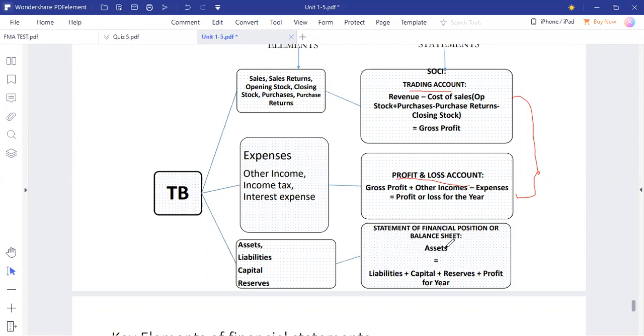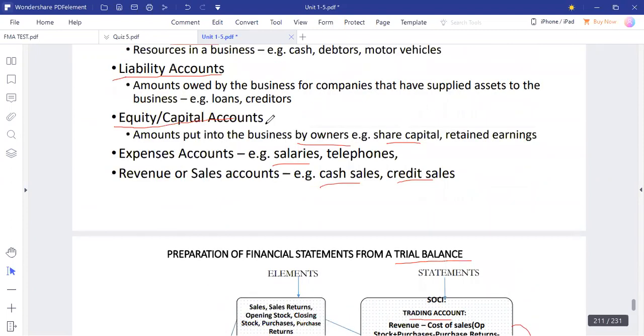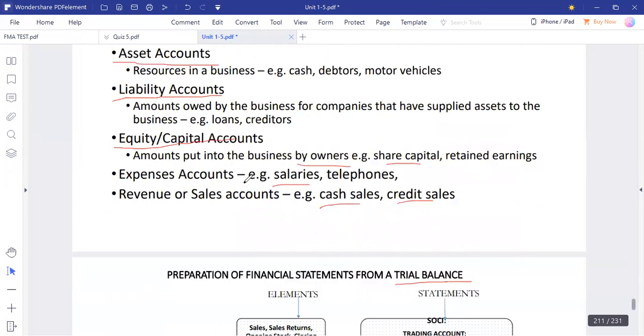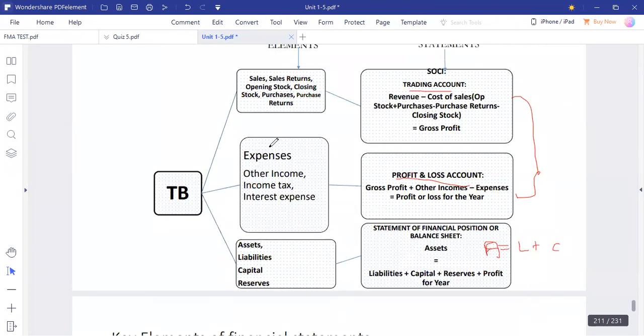Now, the balance sheet is the one that edifies our key accounting equation, which says assets is equal to what? Liabilities plus capital plus reserves and profits for the year. So our assets are equated to liabilities plus capital. So from the trial balance, which are a list of balances of which emanate from these types of accounts, you discover that the expenses, the sales returns, purchases returns, the closing stock specifically, these ones go into what we call the trading account.